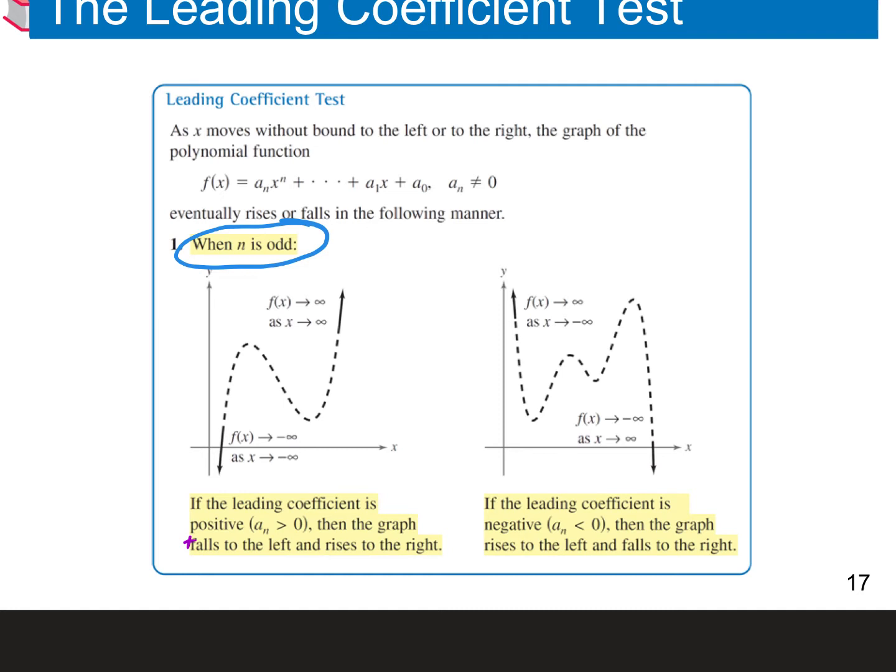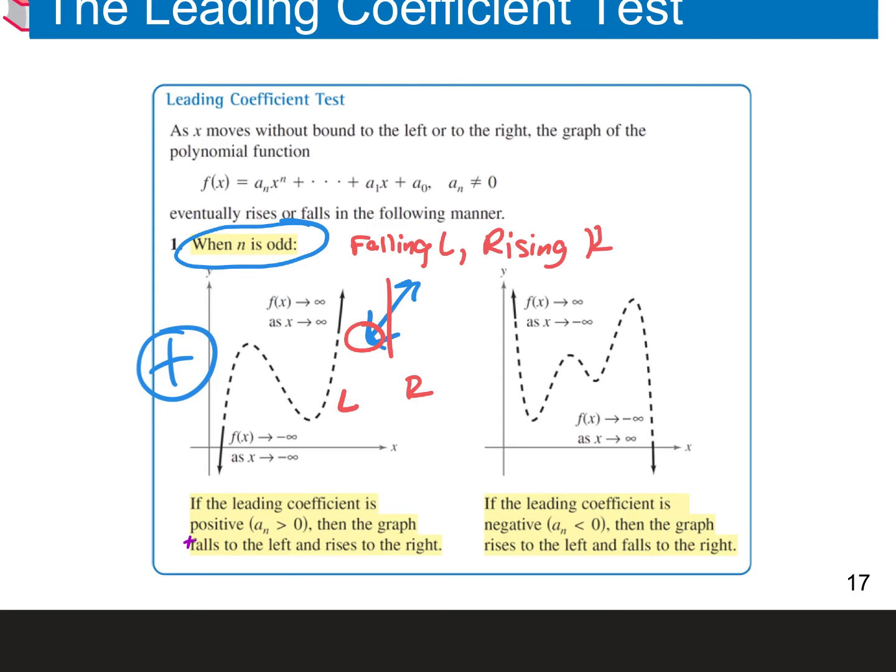Think in your mind what an odd function would look like. Think of a line. Think of a cubic. All right, I'm going to think of a positive line. You guys agree with me that a line slopes that way if it's positive. If your leading coefficient is positive, your end behaviors would be, this is the left, this is the right. You would say it's falling left and rising right. We're talking about what the ends of the graph are doing. Is it going towards negative infinity or positive infinity? It's falling on the left towards negative infinity, and it's rising on the right towards positive infinity.